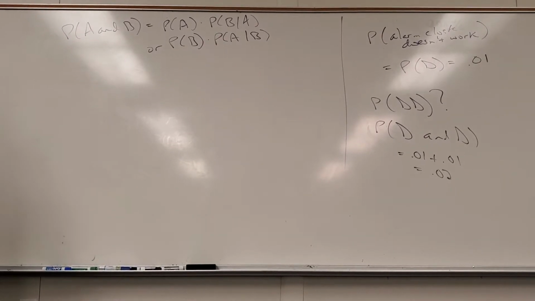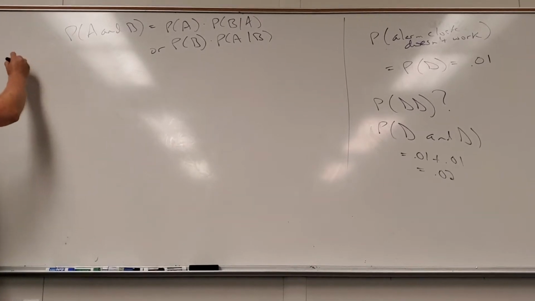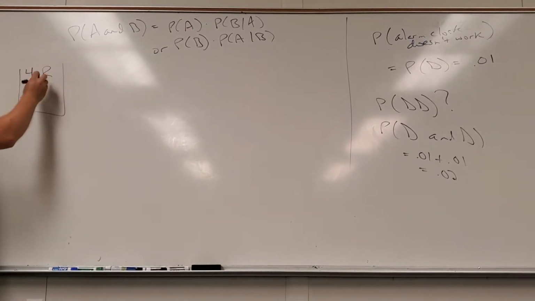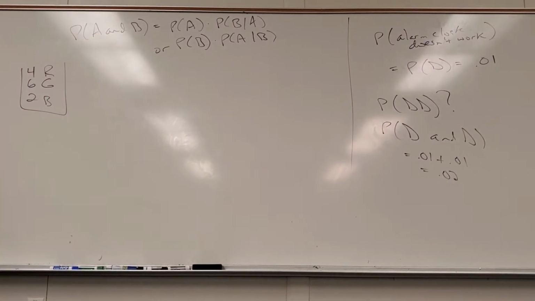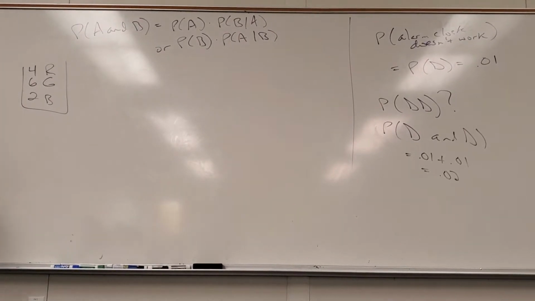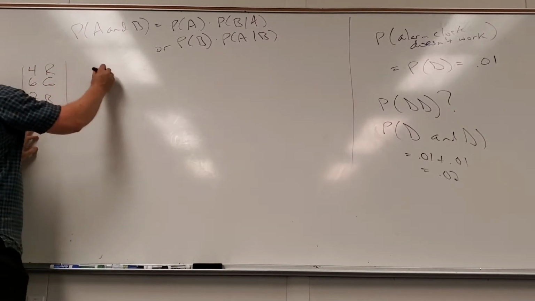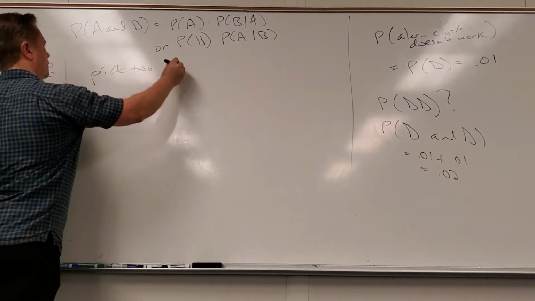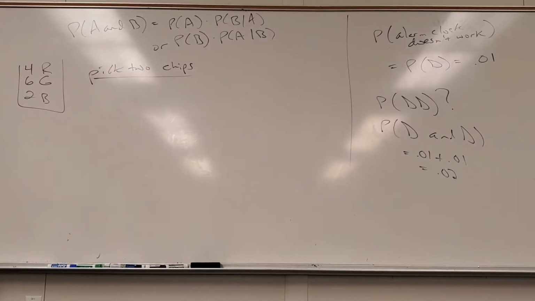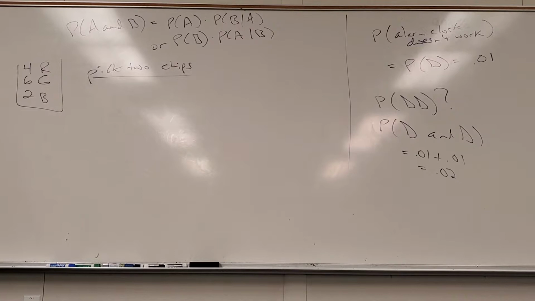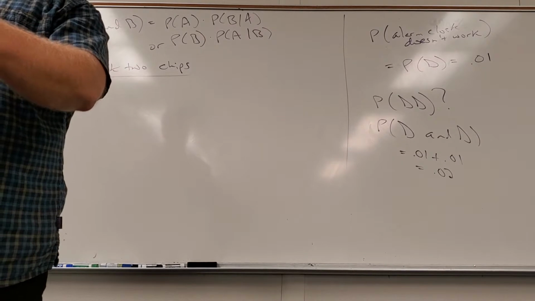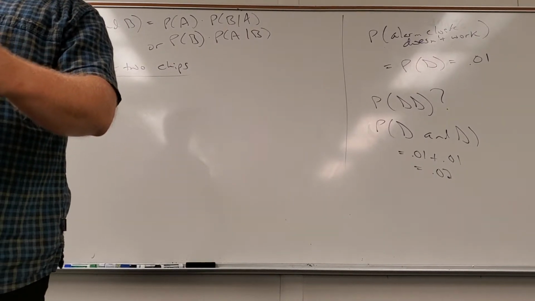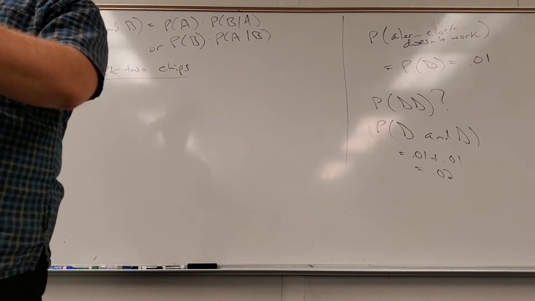Here's an example of this kind of problem. Let's say I've got 4 red, 6 green, and 2 blue poker chips in this bag. And I want to know, I'm going to pick 2 of them. I'm going to pick 2 chips now. Now, there's 2 main ways I could pick 2 chips. I can pick one, throw that away, and then pick the other one. Or I could pick one and drop it back in, and then pick the other one.